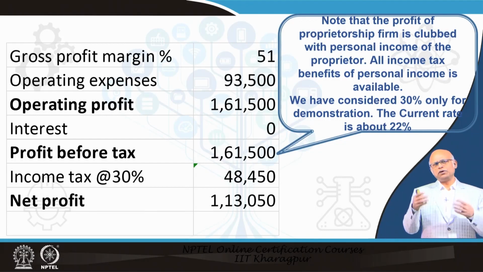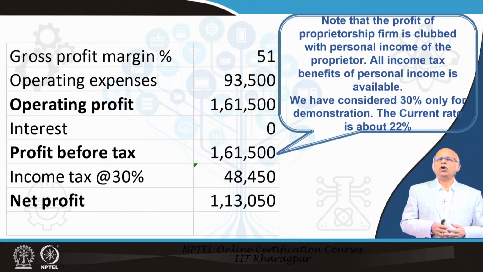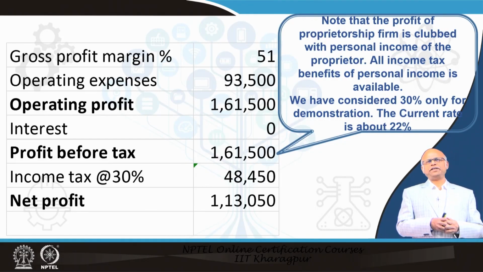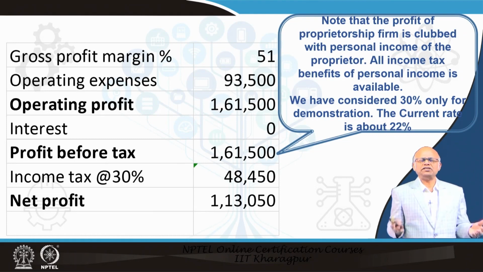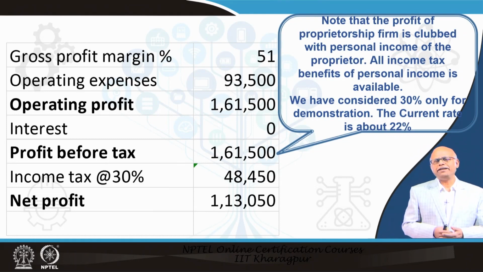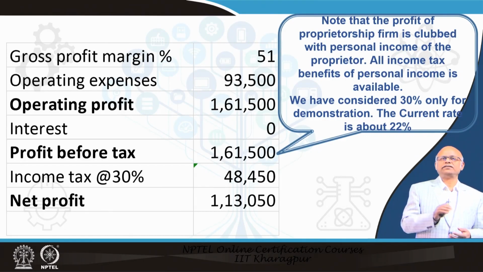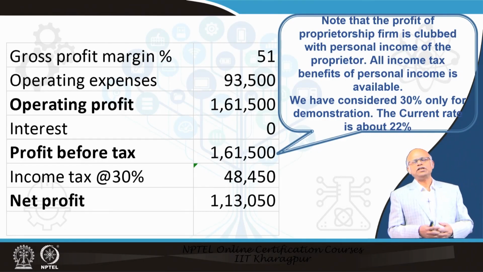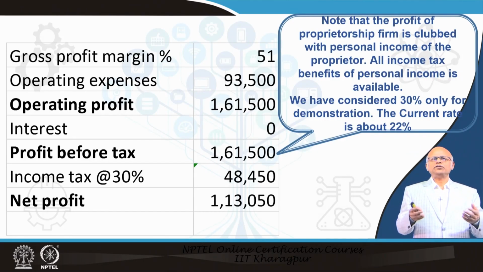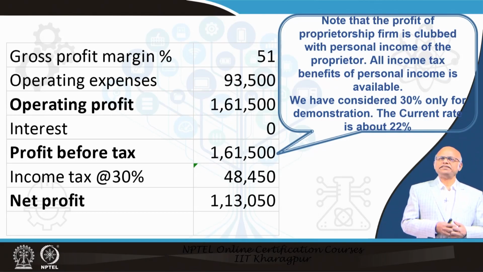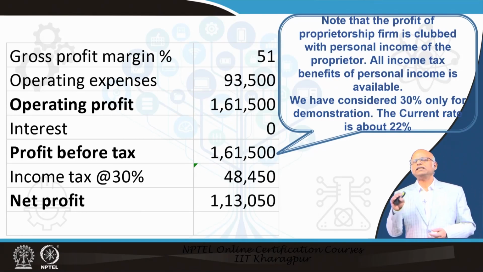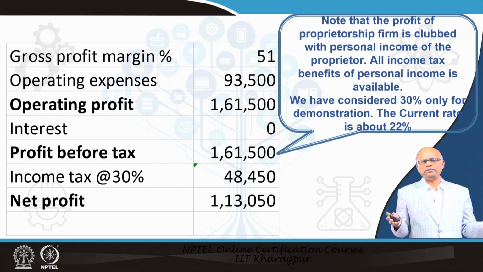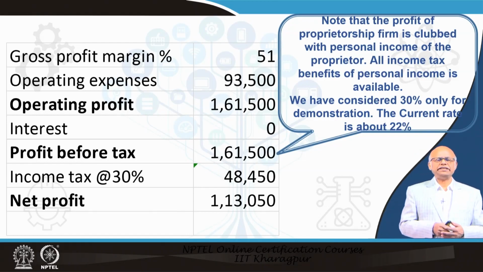Before, we have already seen that gross profit was 2,55,000 rupees. So, what is the gross profit margin? 2,55,000 divided by 5 lakh rupees is 51%. Then operating expenses was 93,500. So, operating profit margin is 93,500 divided by sales of 5 lakh, which is whatever is the percentage.